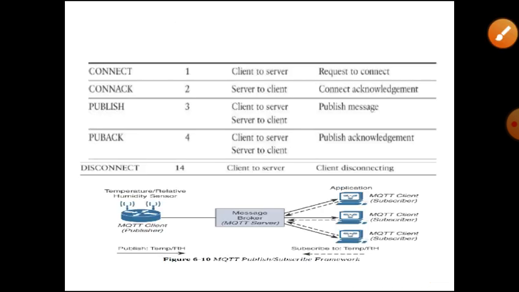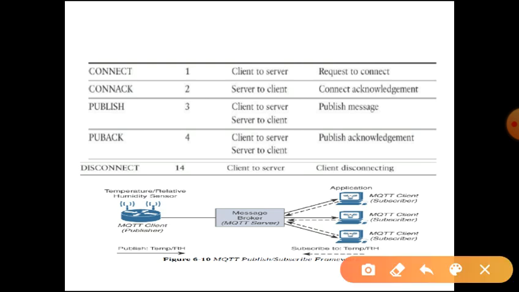Next, this slide shows the messages that are transferred between the client, called a publisher, and the server. If there is a message to be transmitted between publisher and the server, then the publisher has to connect first. In that case, it can make use of these messages, connect and acknowledgement, to request to connect to the server, and the server can acknowledge that.